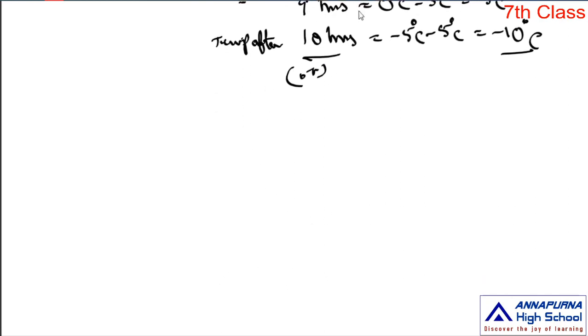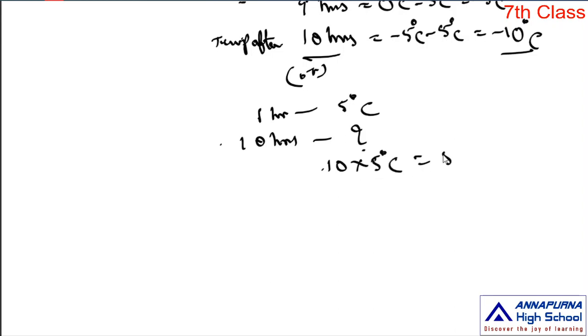Suppose the temperature is decreased by how much? 5 degrees for every 1 hour. In 1 hour the temperature is decreased by 5 degrees. For 10 hours, how much temperature will be decreased? For 1 hour 5 degrees, for 10 hours how much? Let's say 10 fives, 10 into 5 degrees, that is equal to 50 degrees centigrade. So for 10 hours, we are getting 50 degrees centigrade.